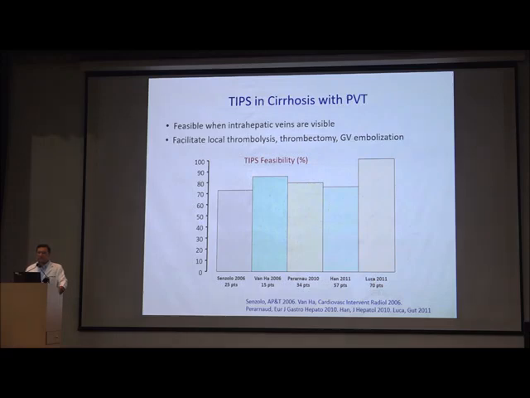So the main issue with using TIPS in cirrhosis with PVT is the feasibility of the TIPS, because the portal vein is already blocked. There are ways to achieve this, and the studies have shown that 80 to 90% of patients can achieve the TIPS procedure.